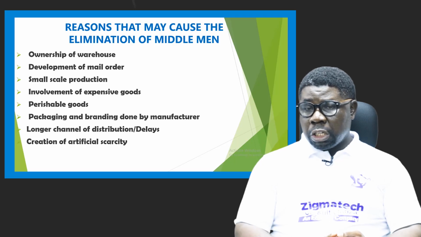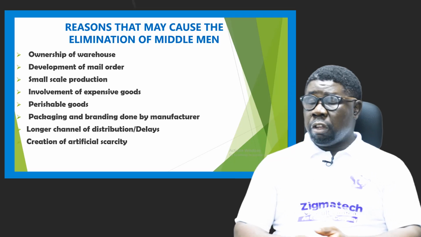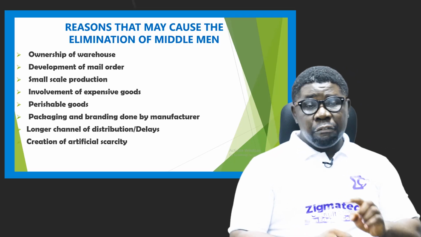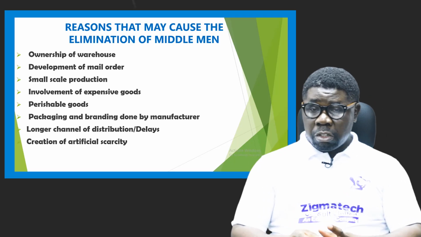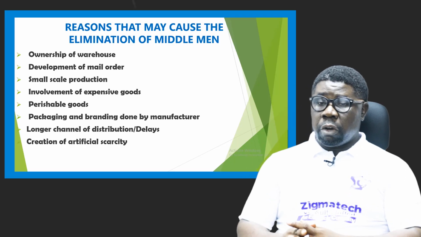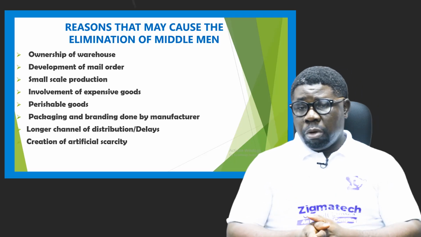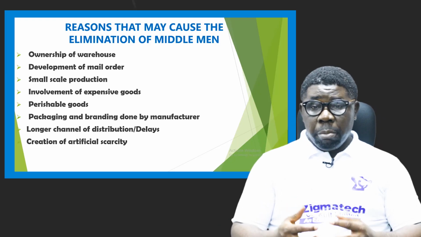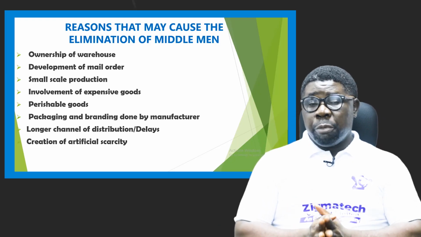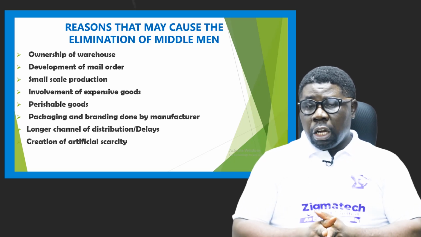Then packaging and branding done by manufacturers. Of course, we know that the majority of the middlemen are involved in packaging and branding in some cases, for some goods. So when a manufacturer takes over this job and can do it by themselves, it also means that the middlemen will no longer be needed in this case, so they can be eliminated under this condition, right?